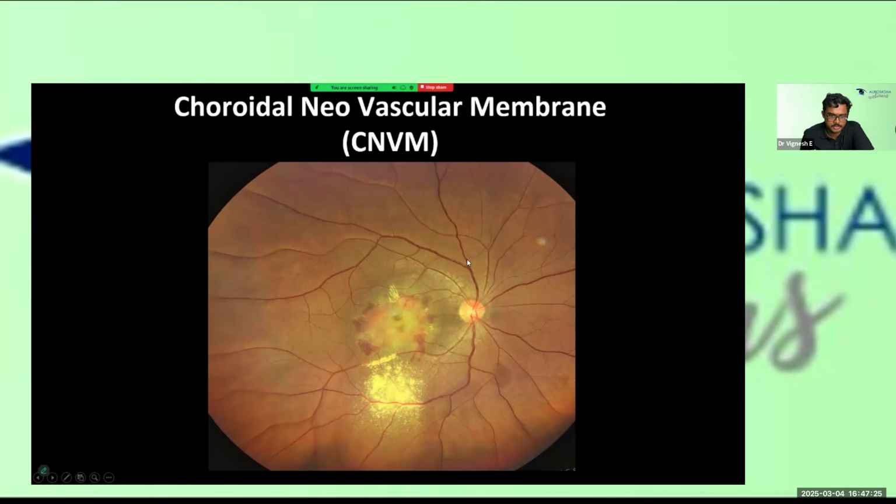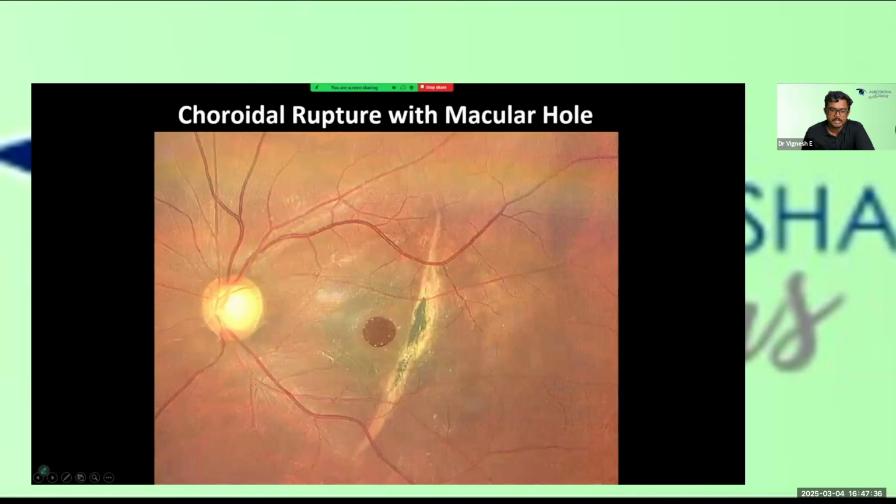This image shows a choroidal neovascular membrane with subretinal hemorrhages and hard exudates. This patient needs to be seen by an ophthalmologist for being prescribed anti-VEGF injections. Again, patient may come with a history of trauma.